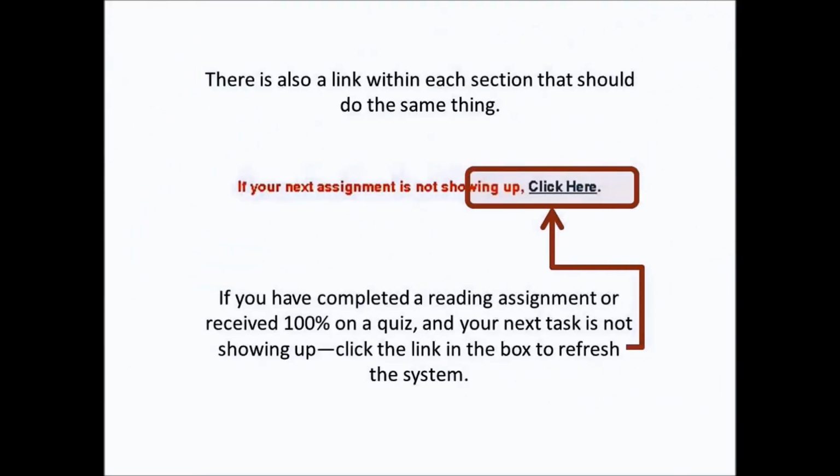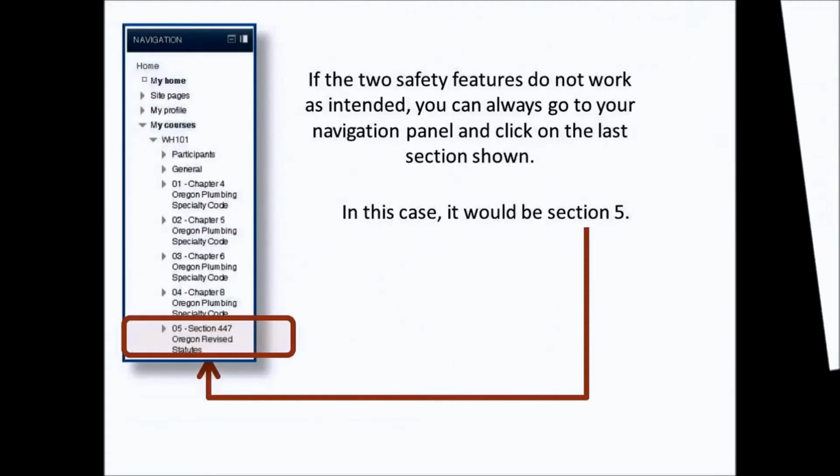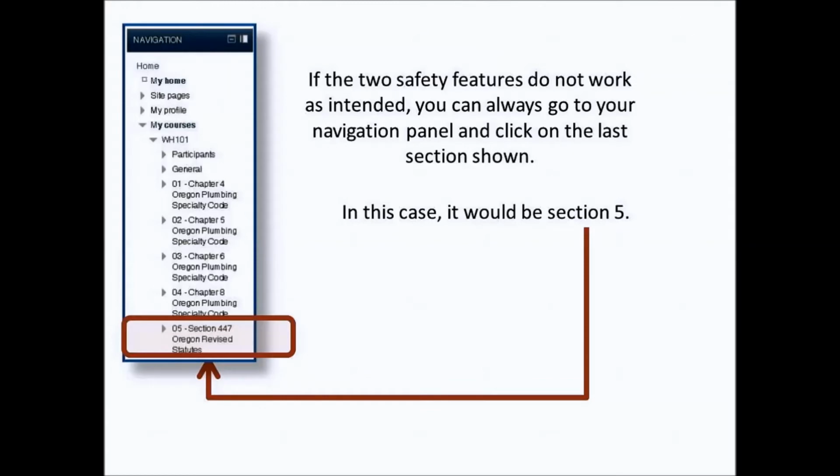There is also a link within each section that should do the same thing. So if you've completed a reading assignment or received 100% on a quiz and your next task is not showing up, this is another link you can click. But if all else fails and the 2 safety features do not work as intended, you can always go to your navigation panel and click on the last section shown. In this case, it would be Section 5.